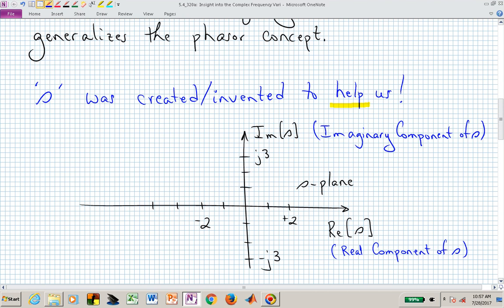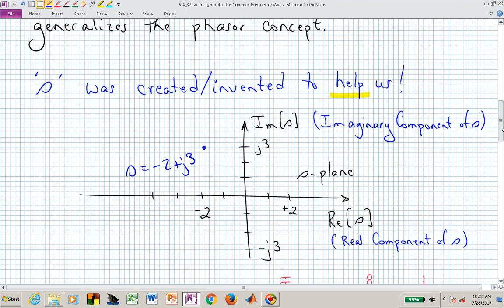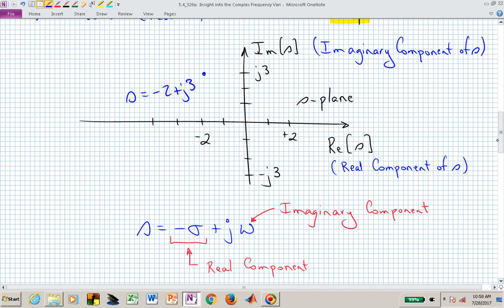Let's look at another point. For example, here if we were to choose s equal to minus 2 plus j3, we would be at that particular point in the complex plane. Again, s is allowed to be any value in the complex plane. Sometimes we want to evaluate expressions at particular locations, or we may want to ask what e to the st or e to the minus st is doing when s assumes a particular value.